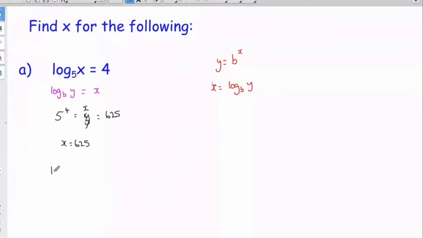We can check that by typing it back in. Is log to the base 5 of 625? Does the calculator tell me the answer is 4? It should do. Log to the base 5 of 625. Yeah, the calculator is telling me 4. So we know we're right. Let's try another one like that.